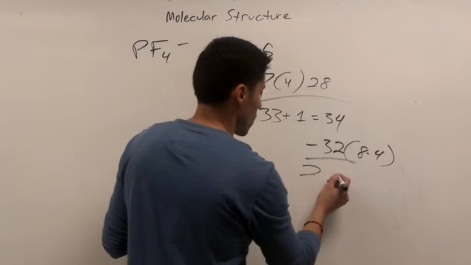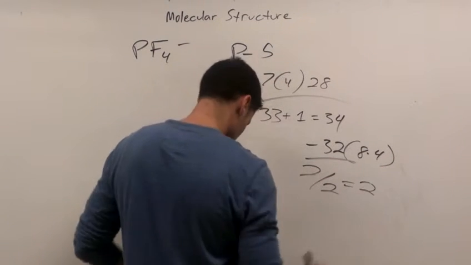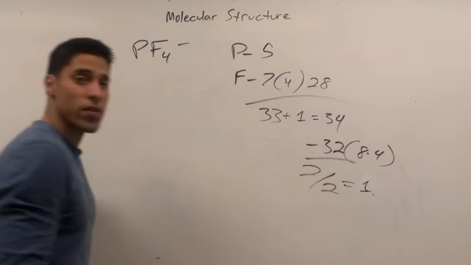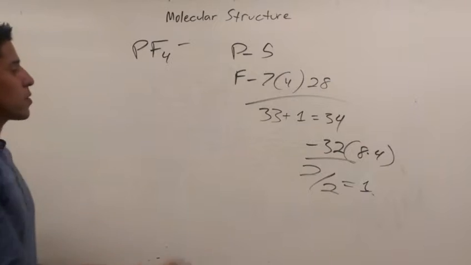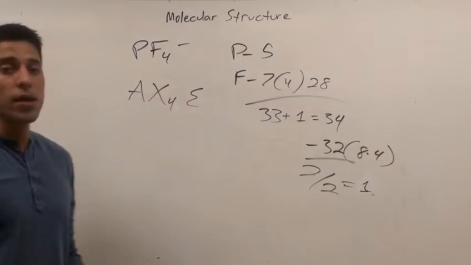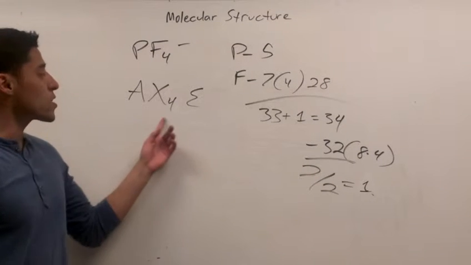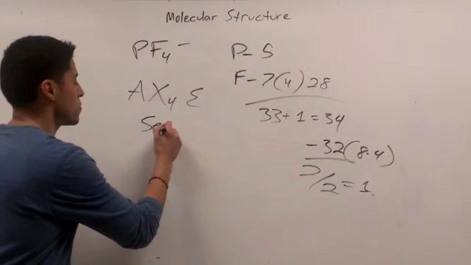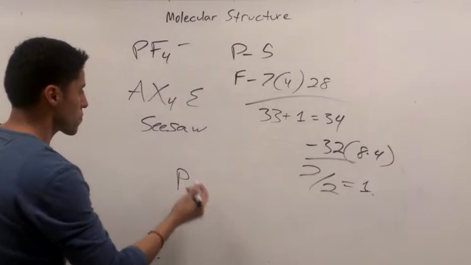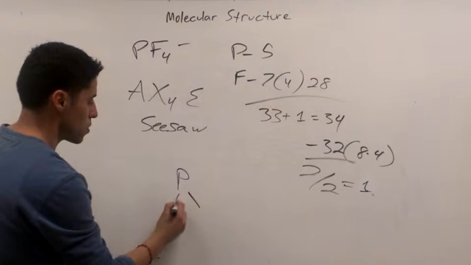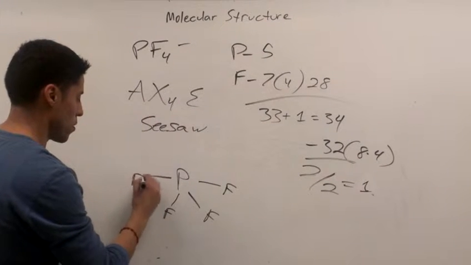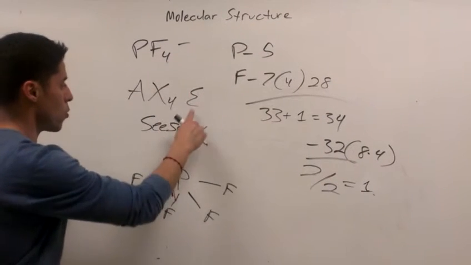So from that, we're going to subtract the highest multiple of 8. 8 times 4, and then divide that by 2. Giving us 1. So we're going to have an AX4E configuration. Now the AX4E configuration gives us a seesaw shape. So we're going to have the phosphorus in the middle, surrounded by 4 atoms, the fluorine, and 1 electron lone pair.